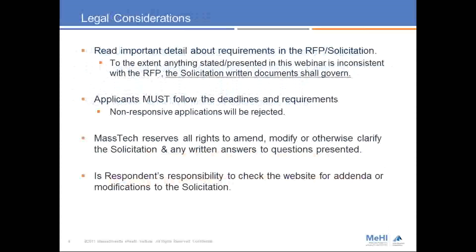Applicants must follow the deadlines and requirements in the solicitation section 4.1, Application and Submission Instructions. MassTech reserves all rights to amend, modify, or otherwise clarify the solicitation and any written answers to questions presented. It is the respondent's responsibility to check the MassTech or MIHI websites for additional addenda or modifications to the solicitation. Please review the solicitation carefully. Non-responsive applications will be rejected.